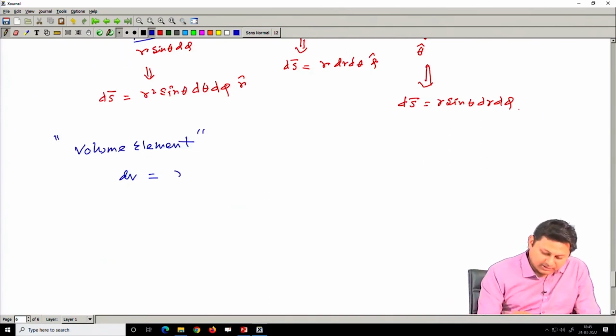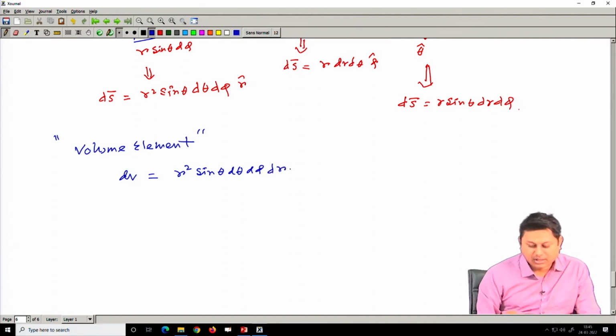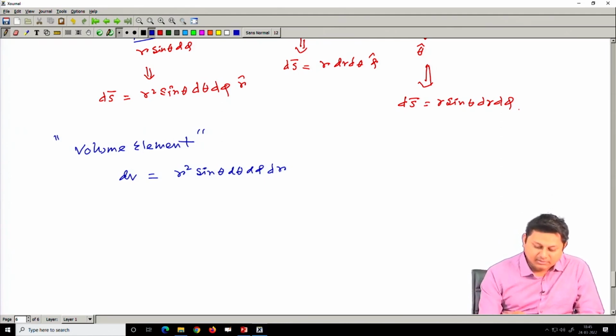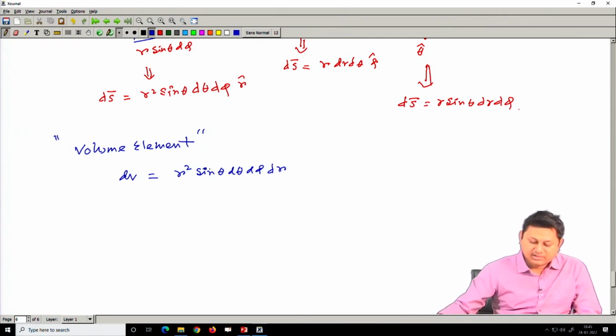If I do, then simply I get r square sin theta dr d theta d phi. That should be the volume element. Very important term, because we are going to use this volume element in several cases. Now this is some sort of homework I would like to give.